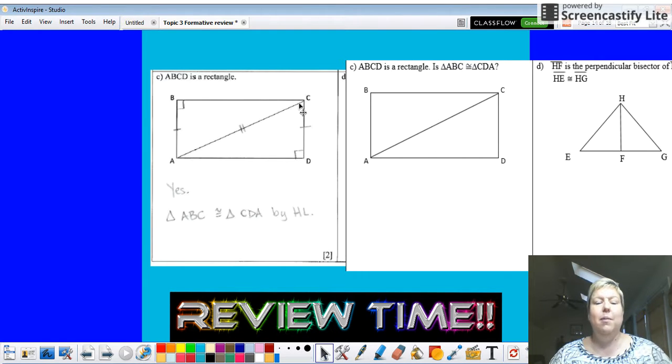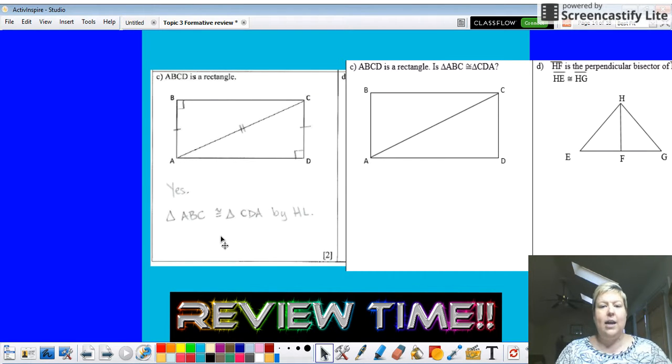What else do I know about a rectangle? Well, I know that there are 4 right angles. So I went ahead and marked that right angle in. So let's think about it. What do we have? We have the HL theorem. What are those criteria to use hypotenuse leg? We must have matching hypotenuse, we must have right angles, and we must have one of the legs congruent. And if you look at this picture, here's my leg, here's my right angle, here is my hypotenuse. So yes, triangle ABC is congruent to triangle CDA by HL.